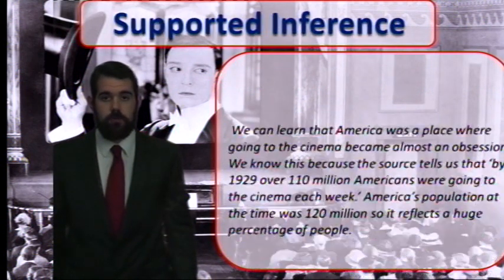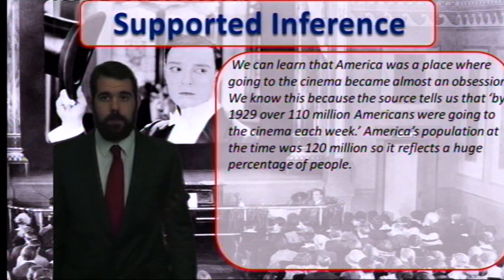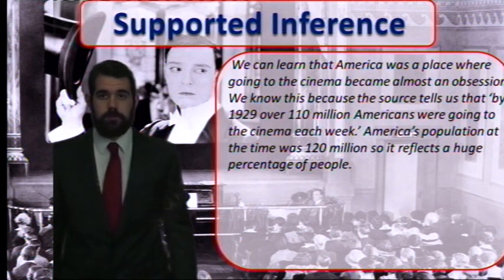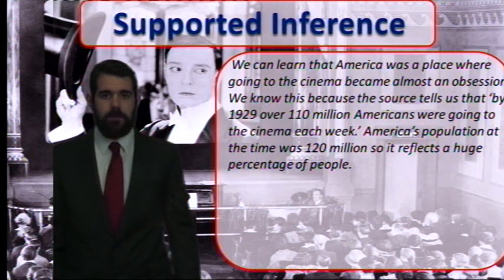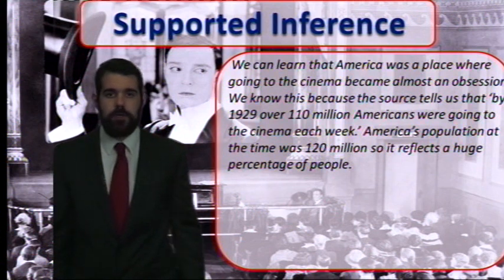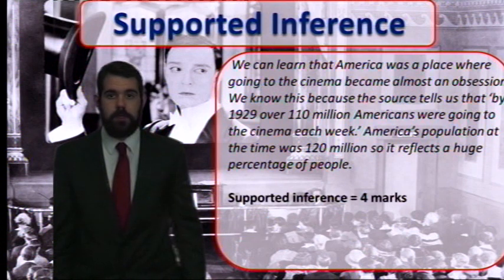So let's look at supported inference. There's one there. We can learn that America was a place where going to the cinema was an obsession. We know this because, and add a quote, and add a little bit of own knowledge there just to make it a very convincing inference. I know that America's population was about 120 million, so that shows just how big a percentage that is. Supported inference, 4 marks, job done, move on.